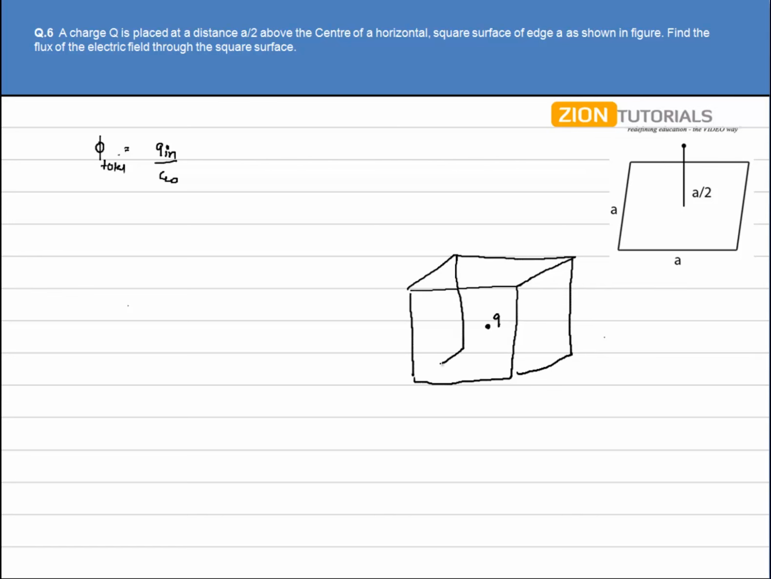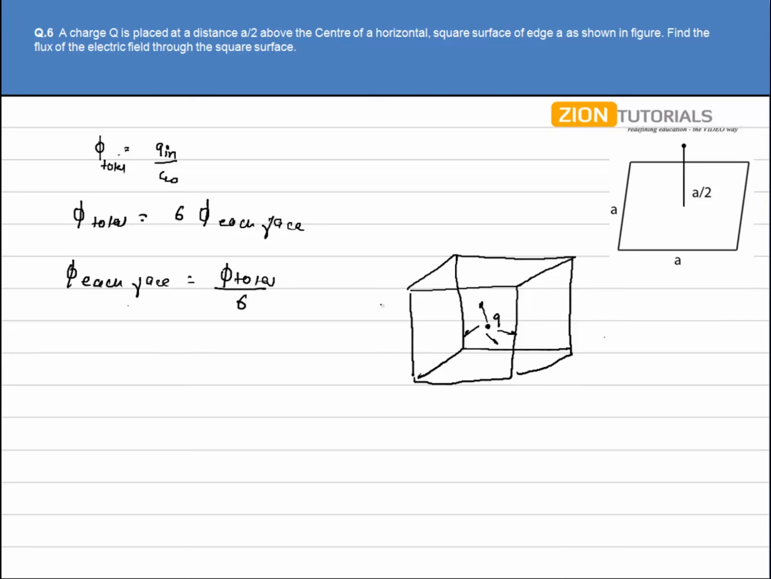Now flux will pass through the whole cube, and since the charge Q is at its symmetric center, the total flux passing through the whole body will be 6 times the flux passing through each face, because the charge Q is exactly in the center. So I can write that the flux passing through each face will be the total flux by 6.